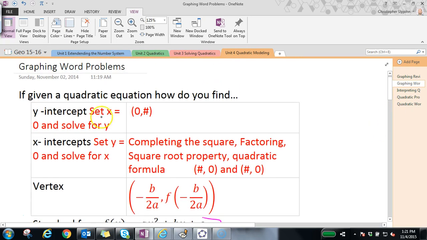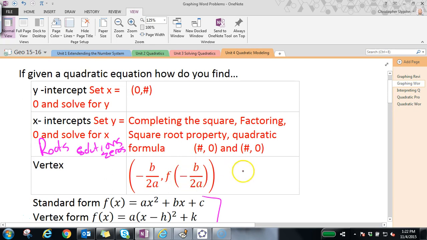To find a y-intercept, you set x equal to 0 and solve for y. So you just plug in 0 for x, and it looks like 0, comma, some number. For x-intercepts, we do the opposite. You set y equal to 0 and solve for x. And when you set y equal to 0, you have completing the square, factoring, square root property, or the quadratic formula. And you're going to have two x-intercepts, or solutions, or zeros, where these all mean the same thing. So you're going to have two points: a number, comma, 0, and a number, comma, 0.